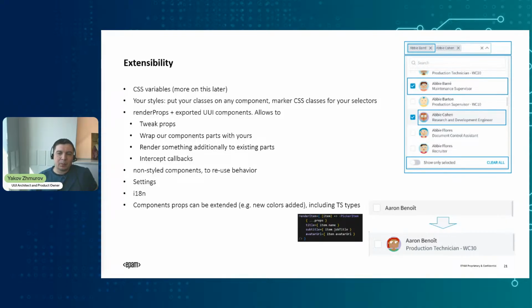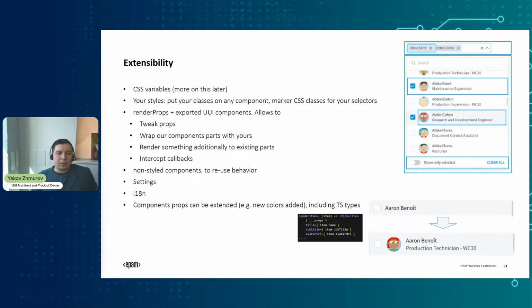We came up with the following pattern for render props. When we introduce a render prop, we also export the component it renders by default. This allows rendering the same part component as it does by default, but customizing the props hooked into its callback or wrapping it somehow. In the example here, we use this approach to add avatar and subtitle to the existing picker input row.